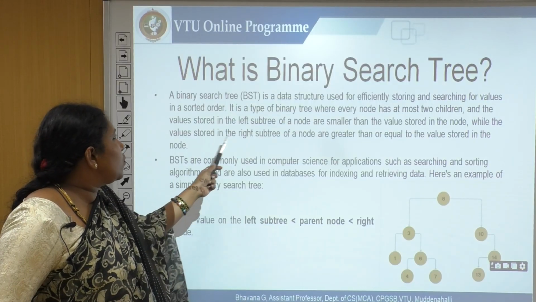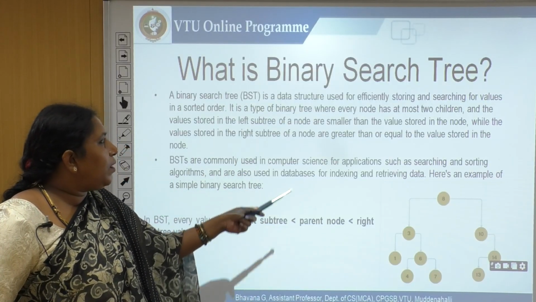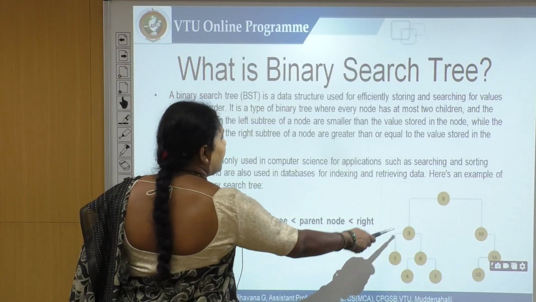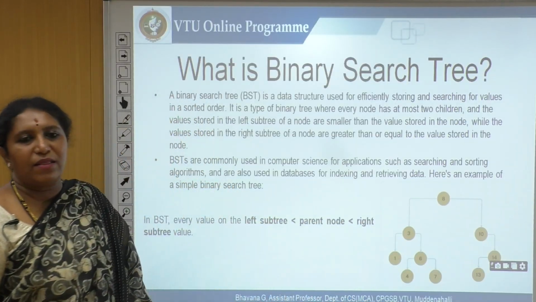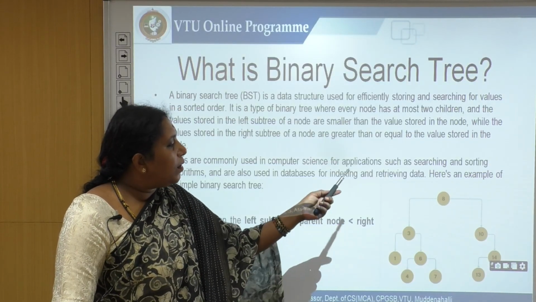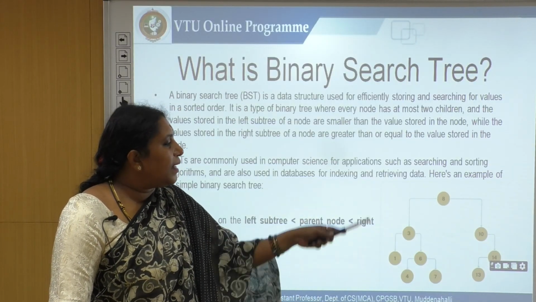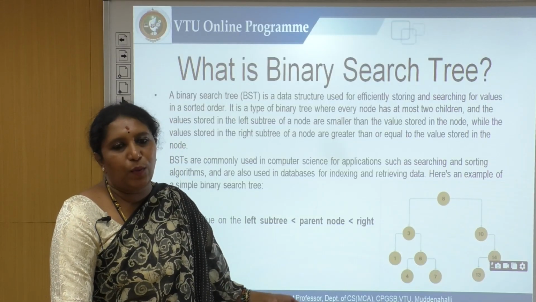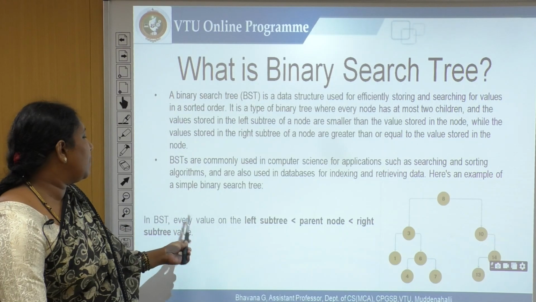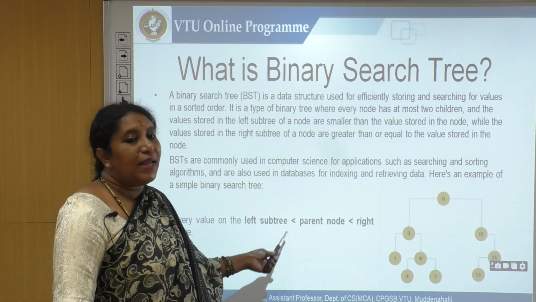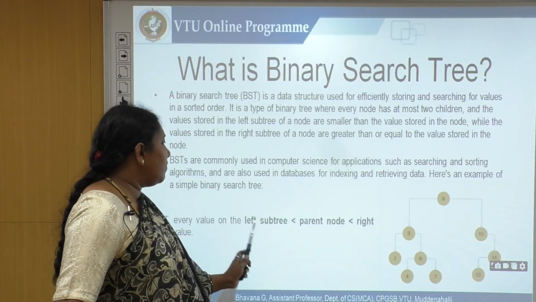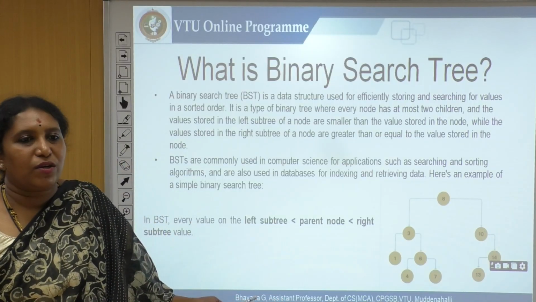And the value stored in the left subtree of a node is smaller than the value stored in the node. So whatever values are there in the left subtree should have lesser values when compared to the root, and the right subtree should have greater values when compared to the root. That is what it is here. In a binary search tree, every value in the left subtree is less than the parent node, which is less than the right subtree values. This is a binary search tree.